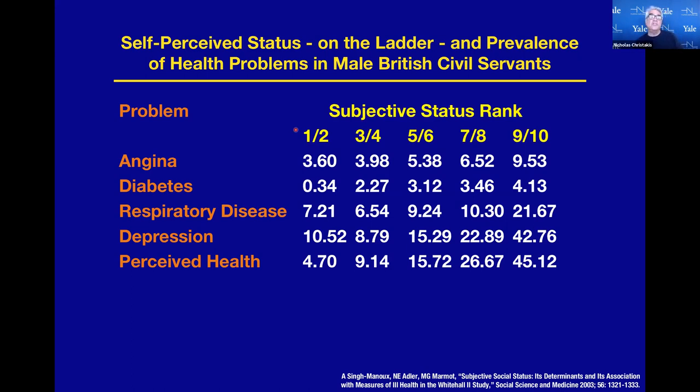Now, of course, these results don't clarify the causal order. They don't tell us which comes first, the health problem or the subjective rank. But nevertheless, these are powerful indicators that the relationship here is not a step function. It's linear.